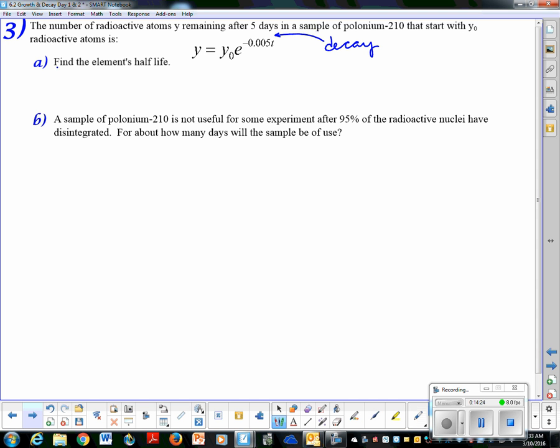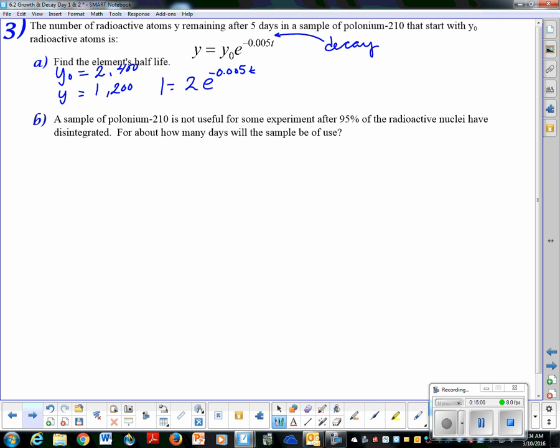Element's half-life would say that my initial quantity maybe started at 2 and fell to 1 then. I could say 1 is equal to 2 e to the negative 0.005 t. You really could make up any number you wanted for your initial quantity. I could have said I started with 400. Well, then its half-life would say it would be down to 200 in a certain amount of time, its half-life time. So you can use whatever values you want. Just make sure they're half.